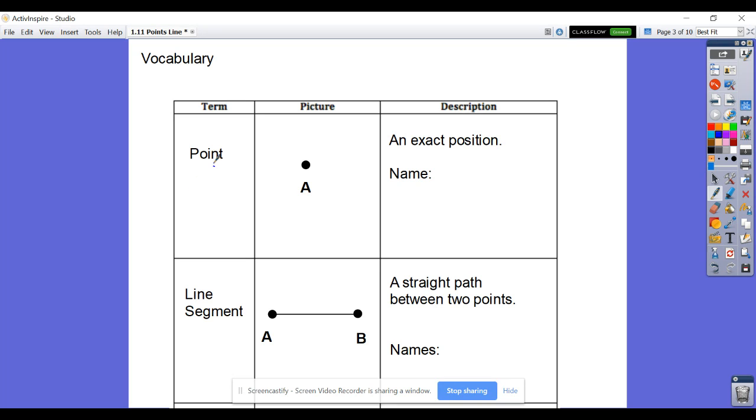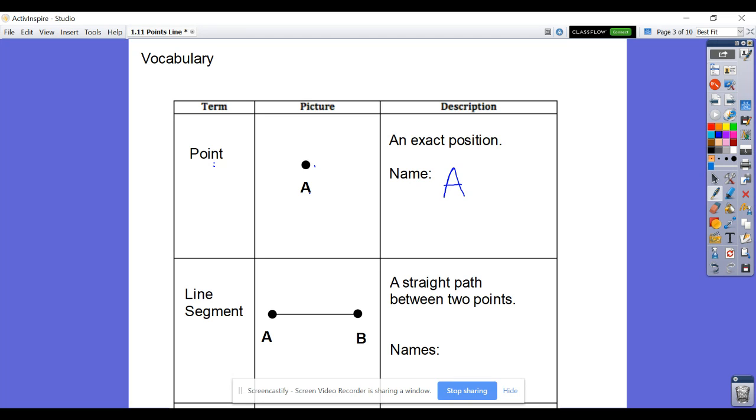Everybody say it. Point. Here's a picture of a point. And notice that point is labeled with the letter A. A point is just an exact position. And if you were naming a point, mathematicians like to give shapes names. So if you were to name this point, you just write the letter A. So on your notes where it says name, go ahead and just write the letter A. There's no symbol that goes with it. It's just a simple A.